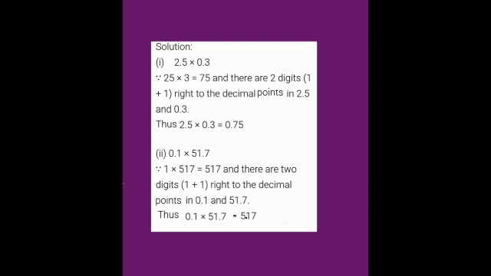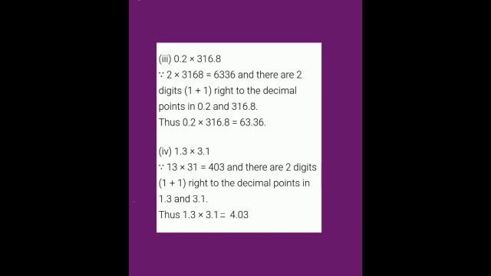Second subdivision 0.1 into 51.7. Now 1 into 517 is equal to 517. Since there are two digits totally right to the decimal points in 0.1 and 51.7, our answer also should consist of two digits right to the decimal point. Hence 0.1 into 51.7 is equal to 5.17.